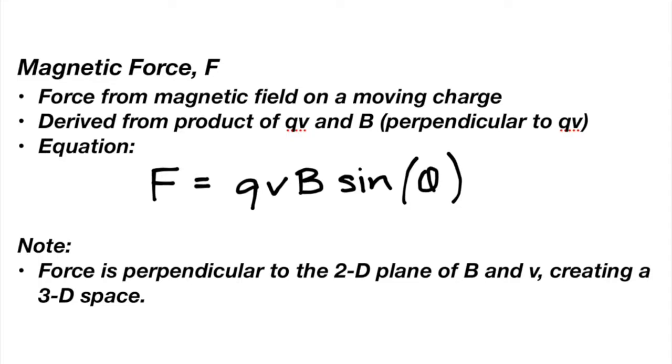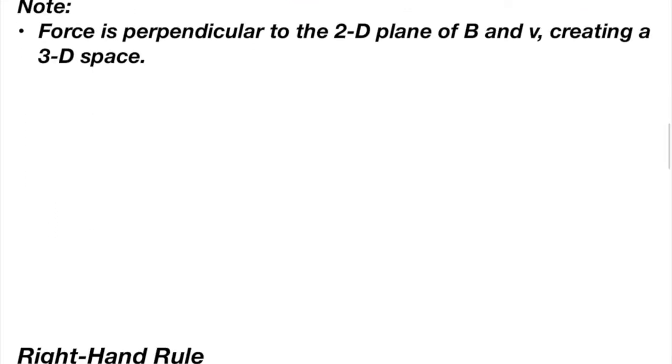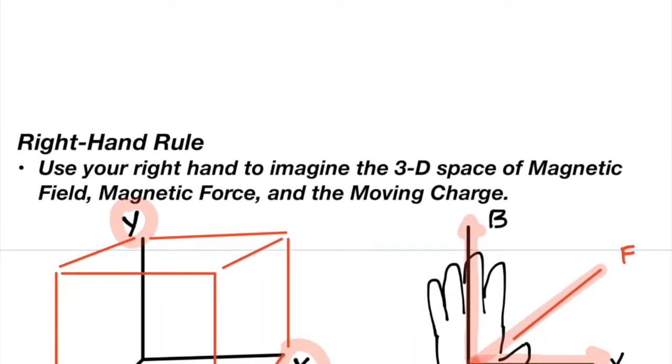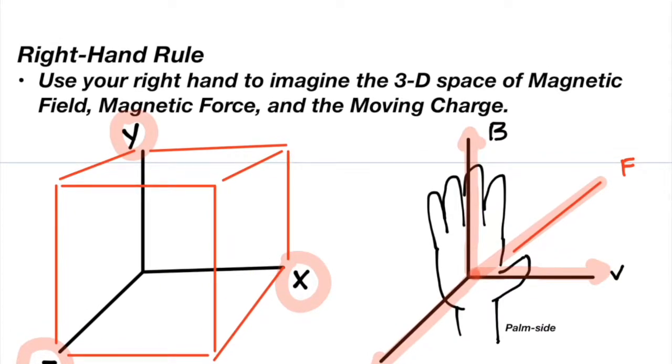One note here is the force that we're solving for with this equation is actually perpendicular to the 2D plane of B and V, because as we said, the moving charge and magnetic field are perpendicular to each other. So we can imagine this 3D space by using the right-hand rule, which we're going to cover now. By using your right hand, you can imagine the 3D space of magnetic field, magnetic force, and the moving charge, which are all vector quantities.